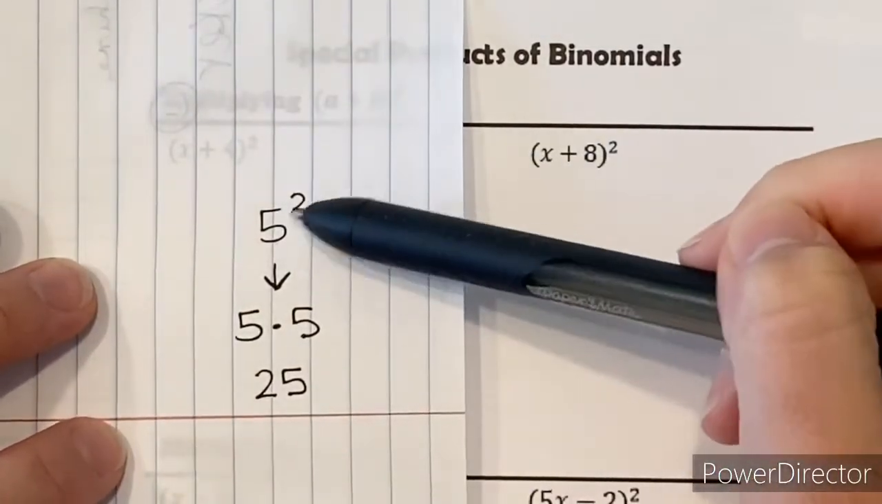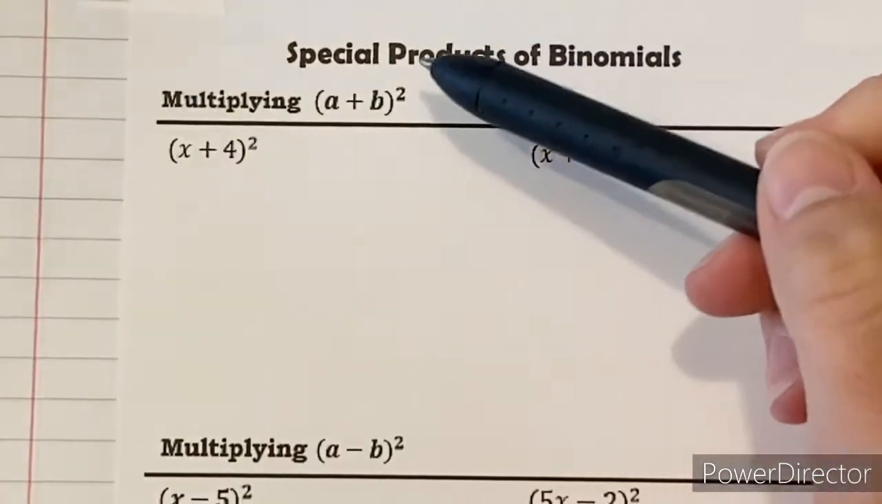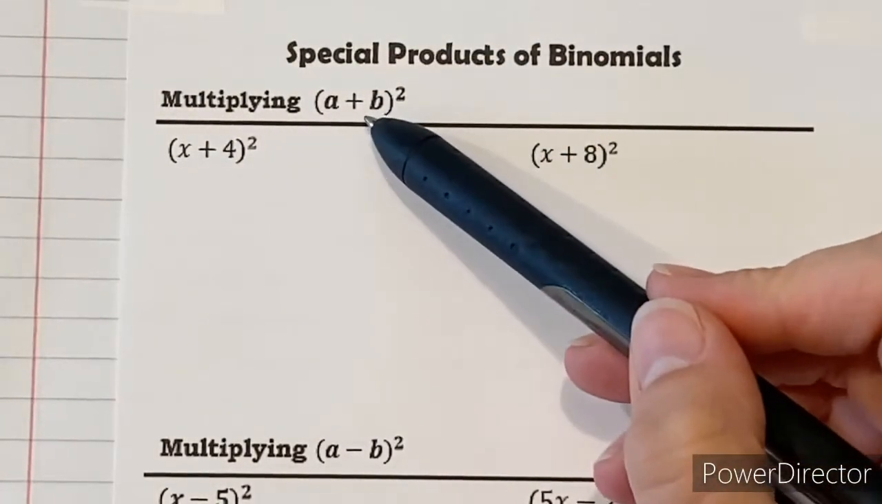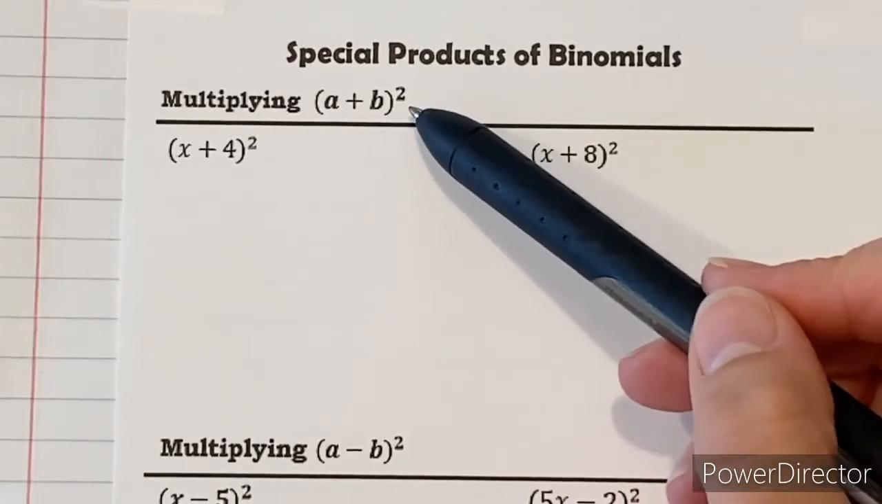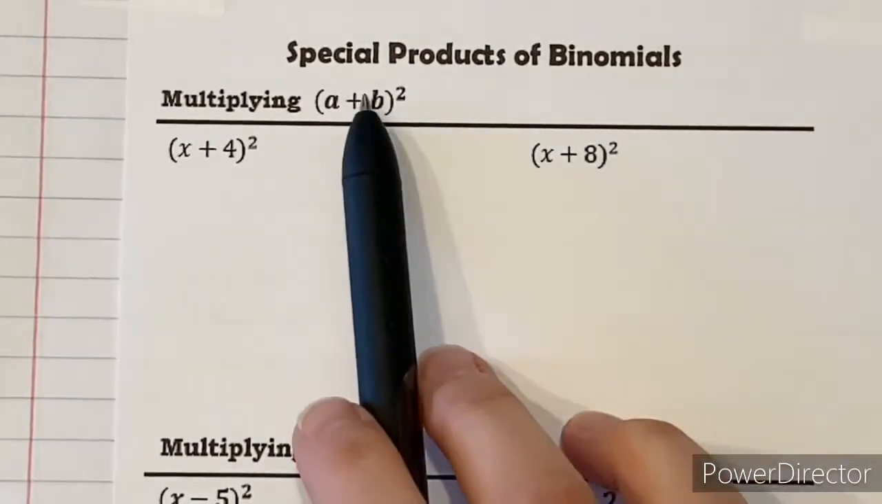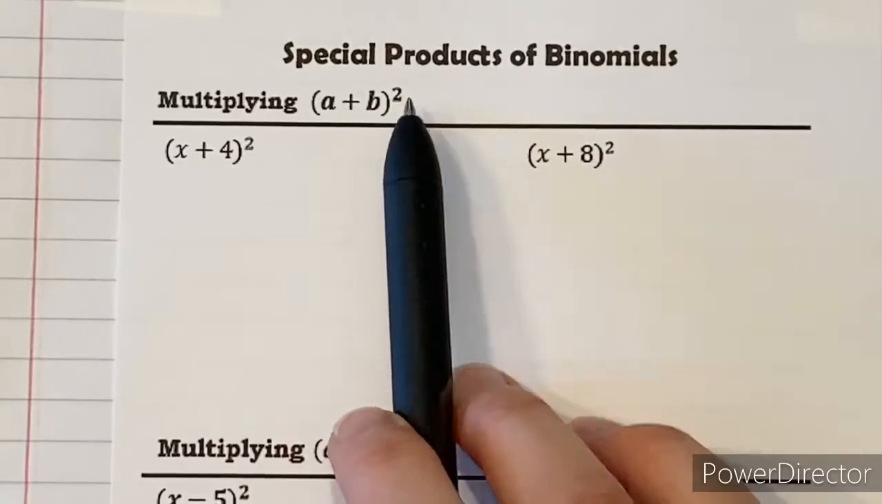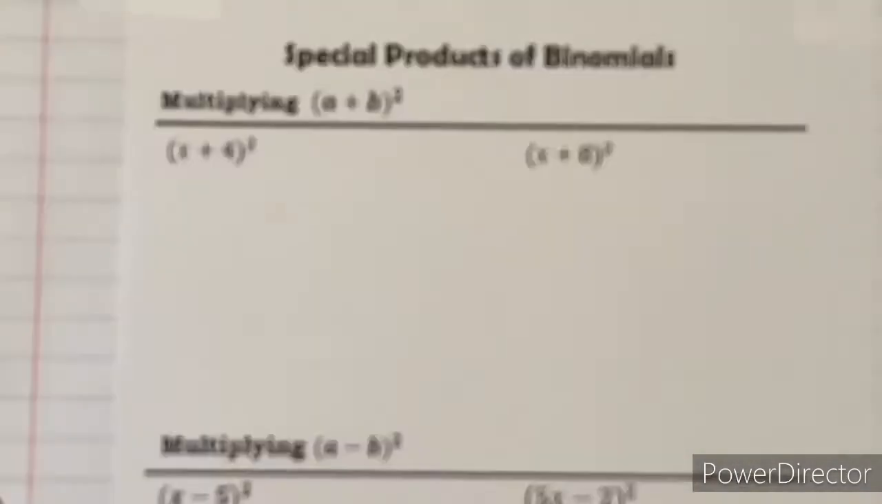This squared is attached to a number, and this squared is attached to a polynomial a plus b. But the squared still means the same thing. So that means it's this times itself that many times. So let me show you what I mean.